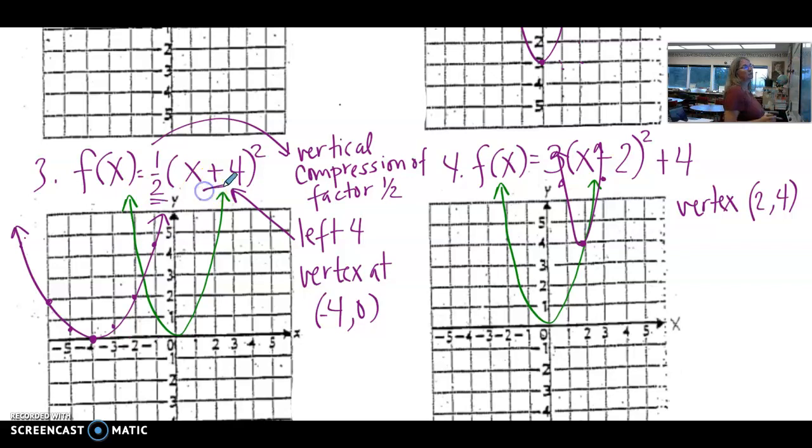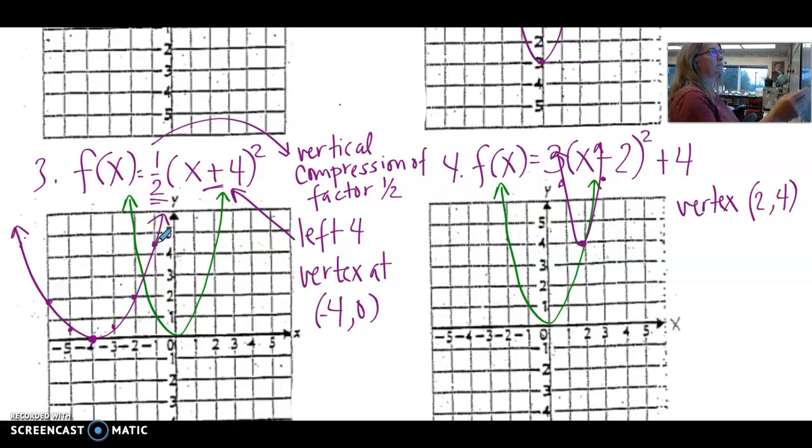The plus 4 moves it to the left 4. That's a tricky one. When you add a number inside, it moves it kind of the opposite direction than what you would normally think. So you're going to move 4 to the left, and then we're going over 1 and up 1/2 on either side. Over 2, instead of up 4, we're going up 2, and then over 3 and up 4.5 on the other side of the vertex as well.